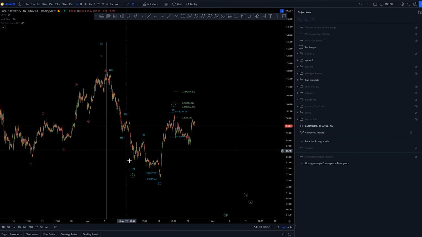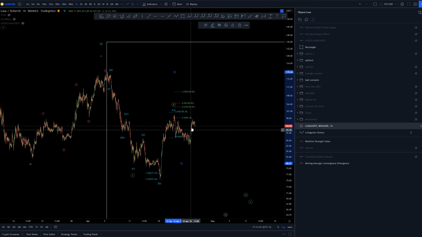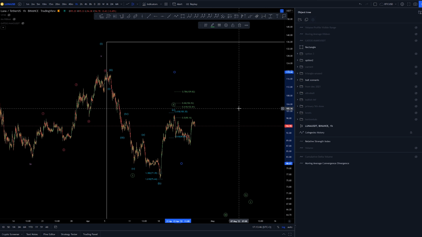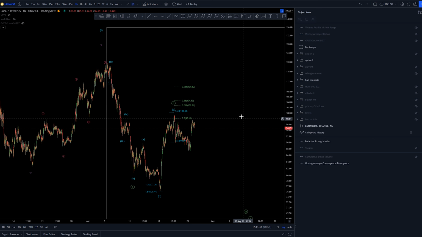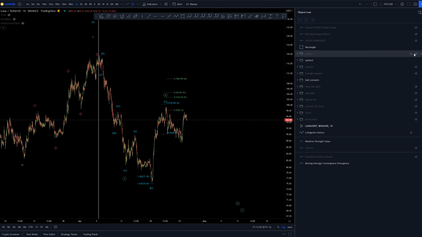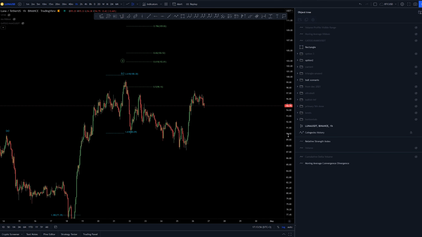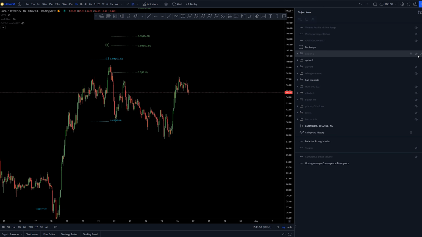This whole structure retraces this move just more than 0.5, so it is valid again. There's no issues with that. Okay, so zoom in a bit closer and analyze this last bit here.